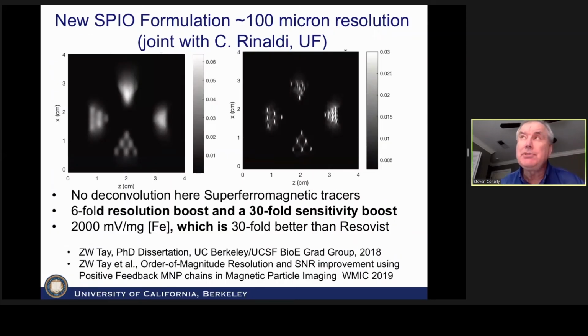The last 2 years, my lab has really been focusing on improving the spatial resolution of MPI, and we're getting very close now in vitro to 100 micron resolution. And this is not using a deconvolution algorithm. This is actually using novel super-ferromagnetic iron oxide tracers instead of the traditional super-paramagnetic tracers. And we're getting not only resolution boosts, but also a significant SNR boost.